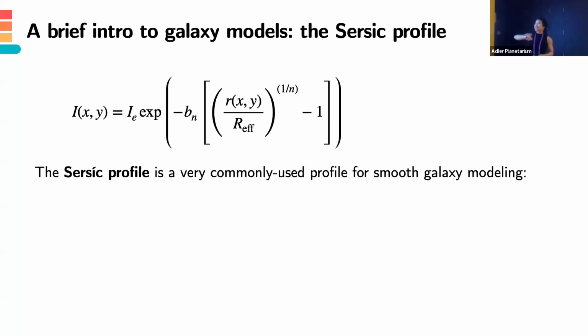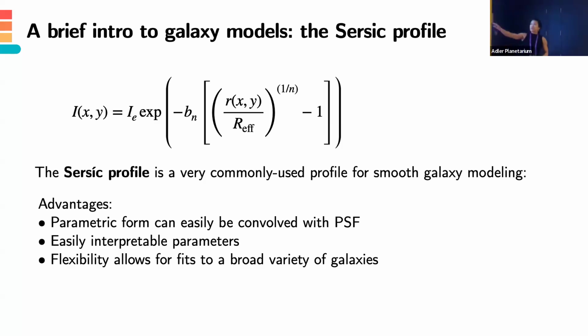Okay. Let's walk through first what the Sersic profile is. It's a very commonly used profile for smooth galaxy fitting. Its advantages: it has a parametric form that can be easily convolved with the PSF. So that's very important if we want to do this kind of forward modeling technique, right? We want to be able to convolve our intrinsic profile S of xy with the PSF. It also has easily interpretable parameters, which I'll explain in a second to make this equation hopefully feel less full of parentheses. And the flexibility allows for fits to a broad variety of galaxies. So before I keep going, let's just talk a little bit about what the Sersic profile means mathematically.